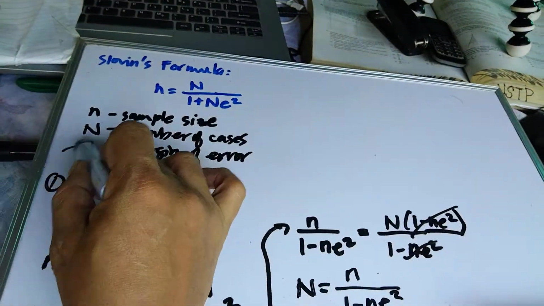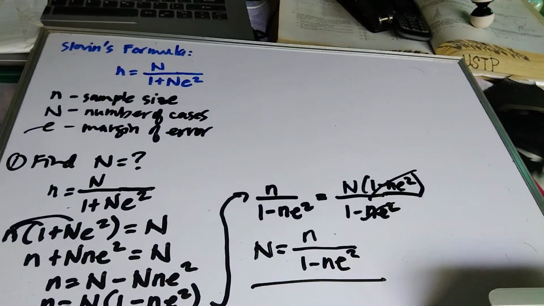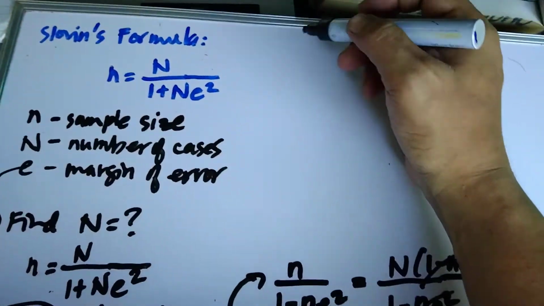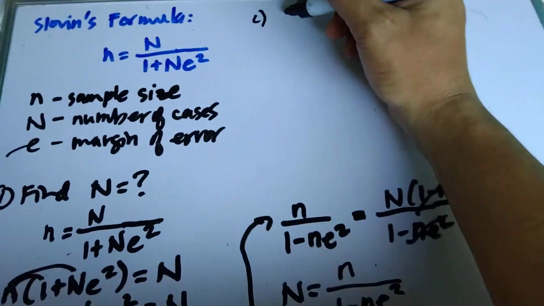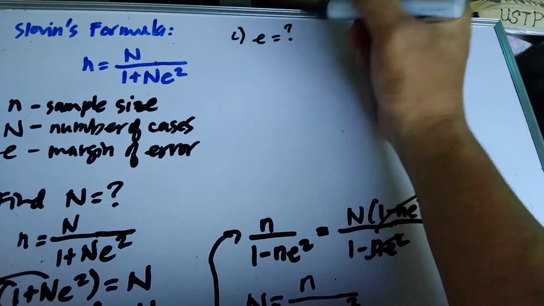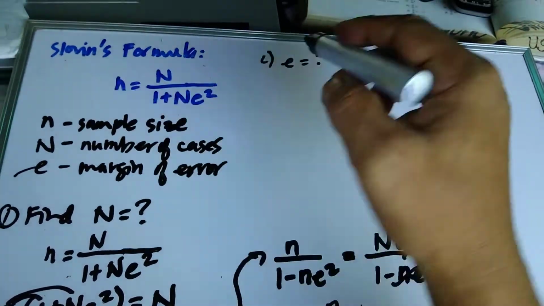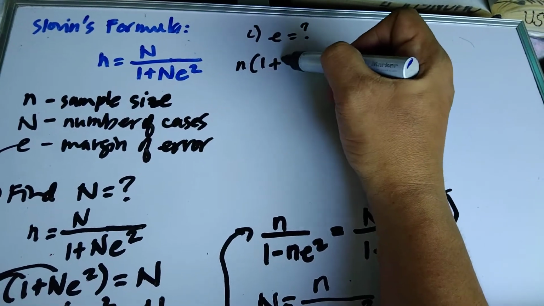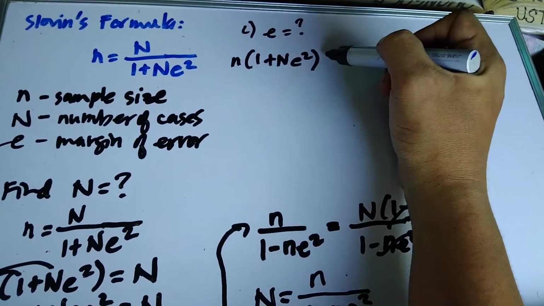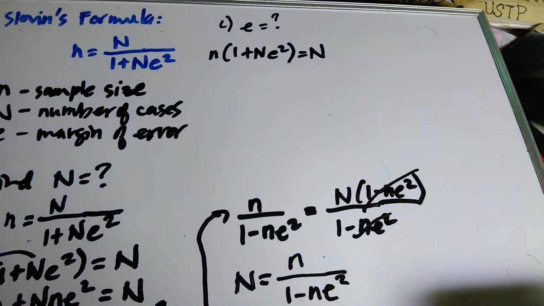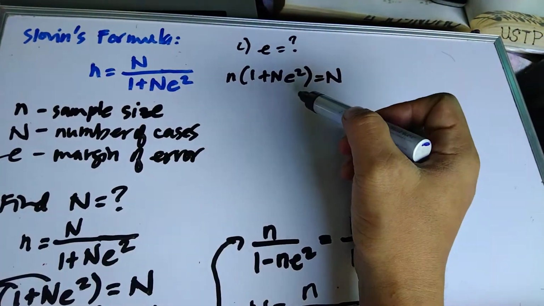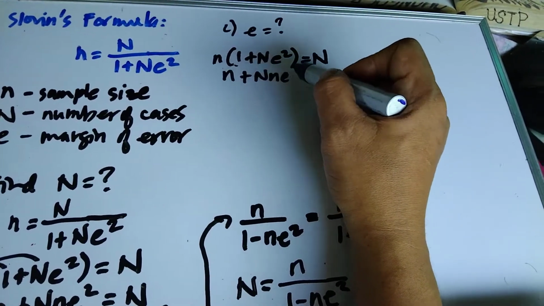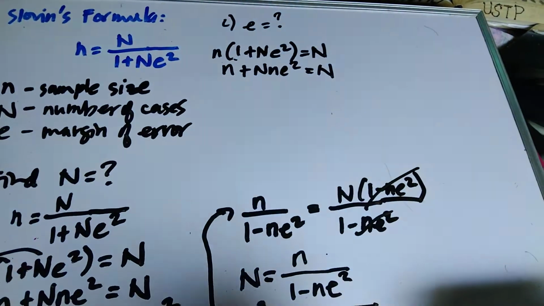Now, how about to solve for e, the margin of error? So, to solve for the margin of error, e, we will solve it using the formula again. So, we do the cross multiplication: n times 1 plus capital N e squared is equal to capital N. Then, distribute n again. So, n plus n capital N e squared is equal to capital N.